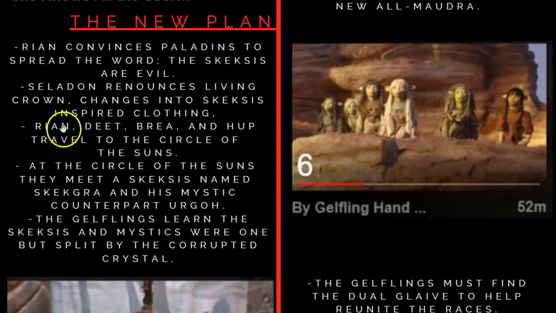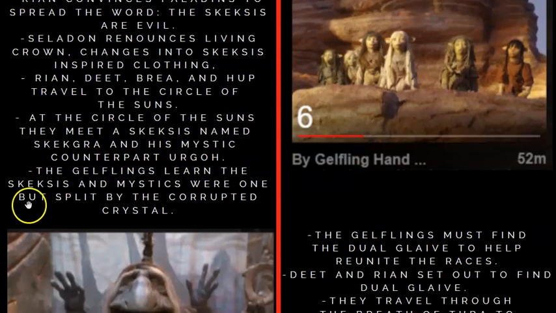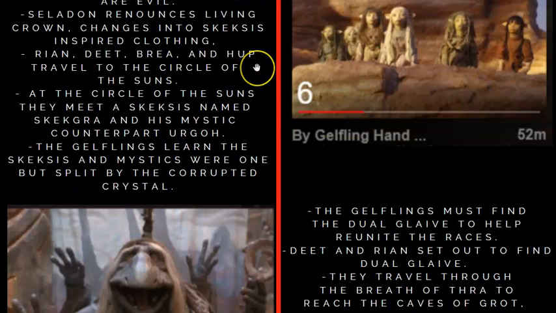Rian, Bria, Deet, and Hup travel to the Circle of Suns. That's their new goal, and when they're there, they meet a Skeksis named Sekra and his mystic counterpart Ergo. They learn that the Skeksis and mystics used to be one creature, and then they became split by the corruption of the crystal. One became the evil Skeksis, and the other became the nice, friendly mystics.